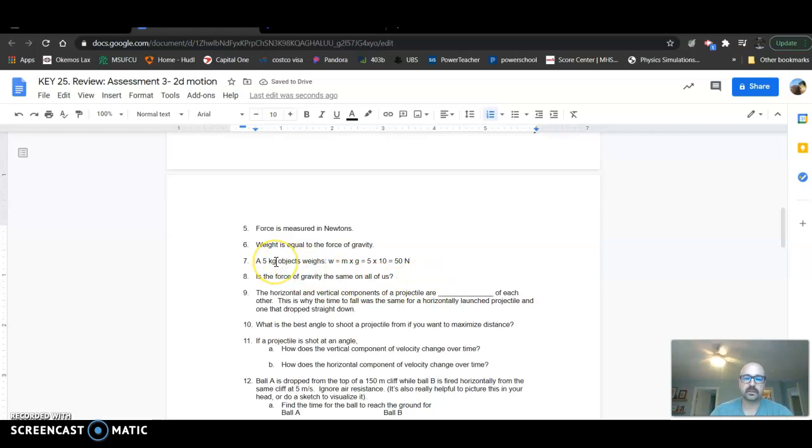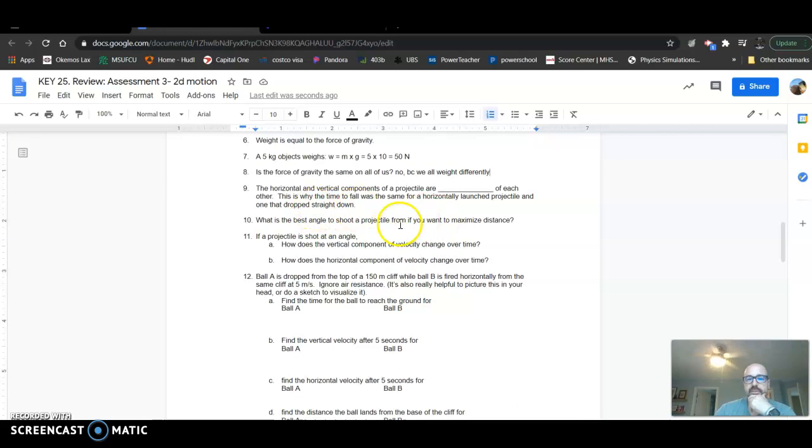So again, sometimes kids are like, oh, it weighs 5 kilograms, but it doesn't. That's its mass. Is the force of gravity the same on all of us? And that answer is no, because we all weigh differently. That means the Earth is pulling on us differently, even though we accelerate the same.